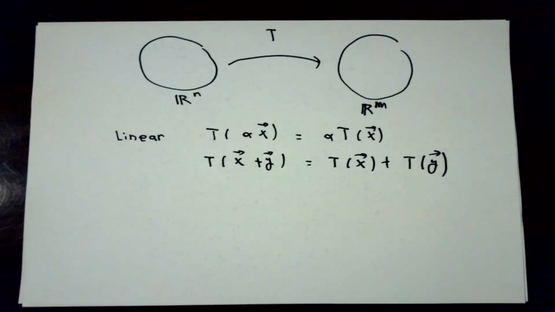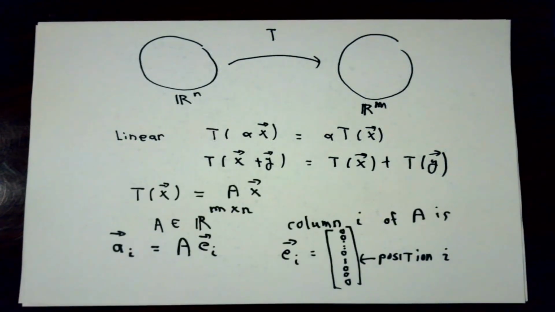Recently, we've been talking about linear functions. These are functions that obey T of alpha times x equals alpha T of x, and T of x plus y equals T of x plus T of y. The domain of this function is going to be Rn. The codomain is going to be Rm. We have recently figured out that we can always represent such a thing as T of x equals a matrix A times x.